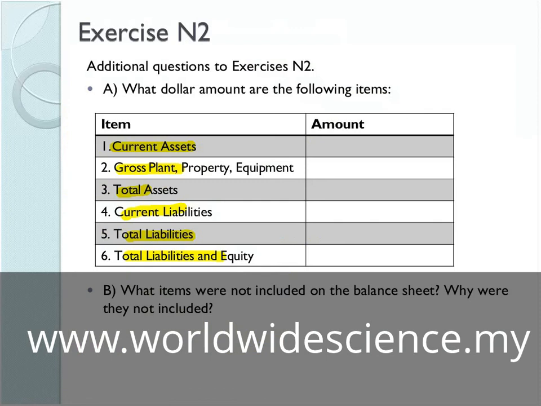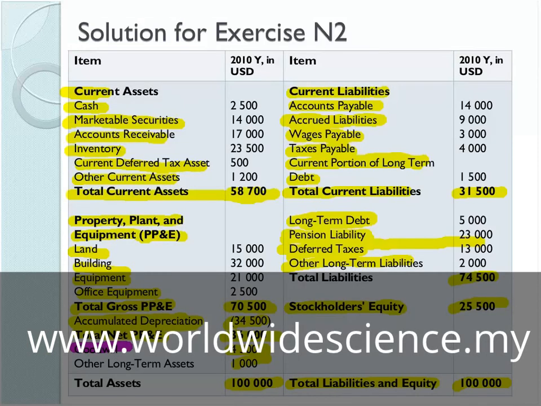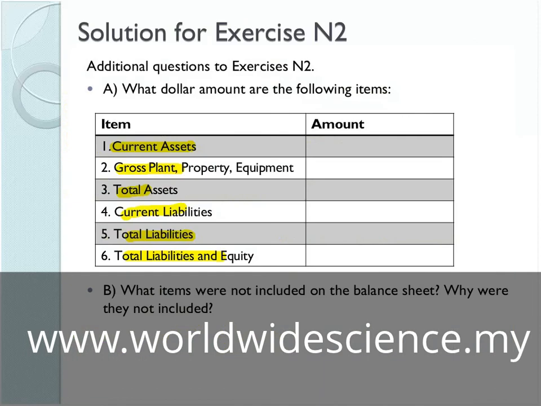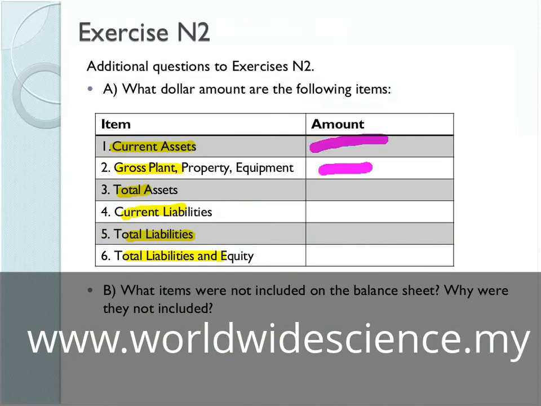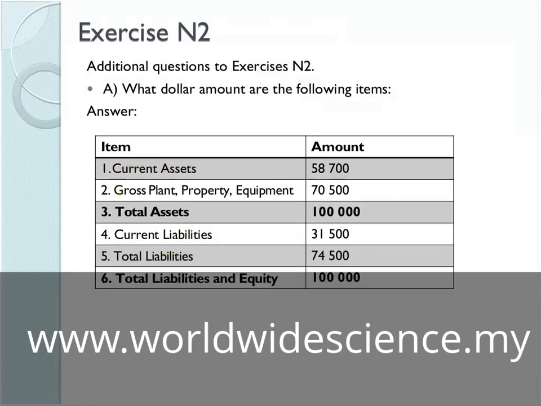Here we have some additional questions. Question A, what dollar amount are the following items? Because we have already done the balance sheet, you must just put the correct amount. And question B, what items were not included on the balance sheet? You must think about which items are not included in the balance sheet and why they are not included. So let's see the answer.